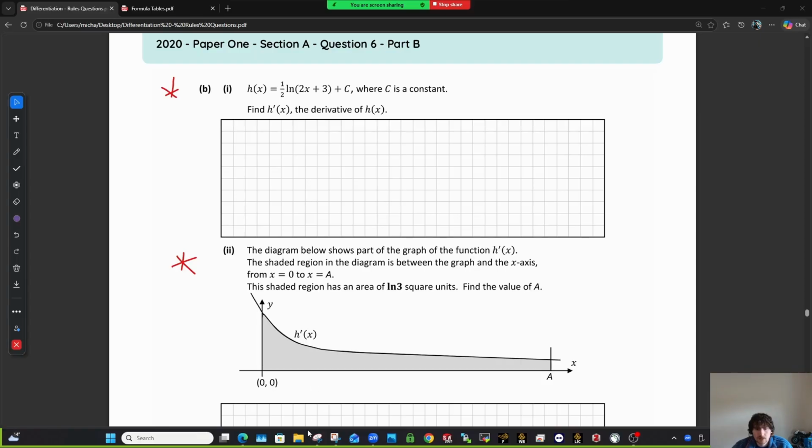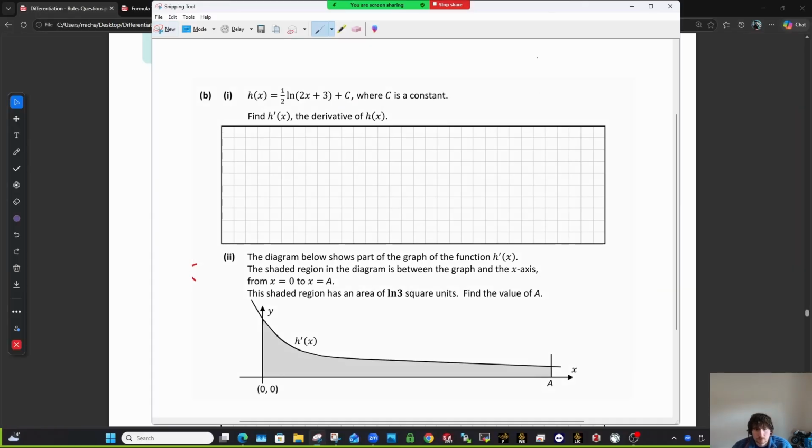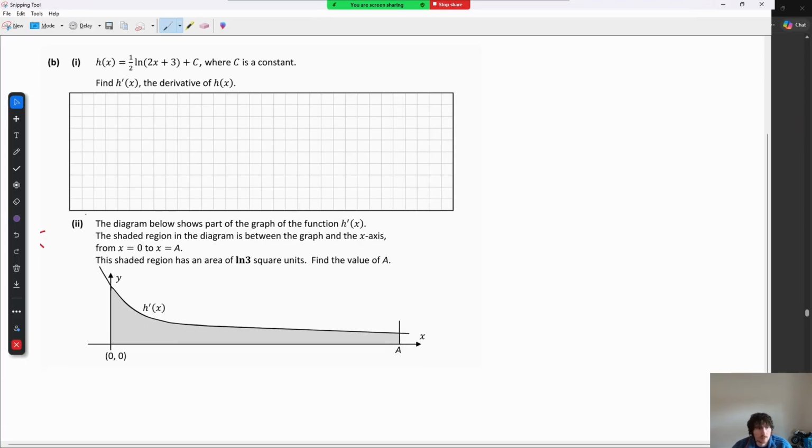Yeah, so I've got 2 things here that I want to do. Both of these. So let's do this. Obviously, pause the video, give it a go yourself. Get h dash x, the derivative of this. Okay, so let's do this. H dash x will be, the half does nothing. It's just going to be there at the end.